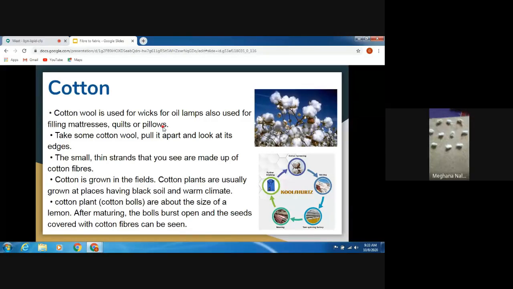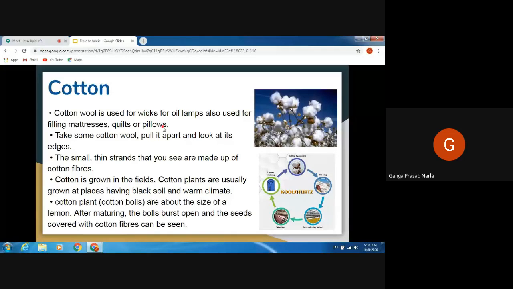Sir, I'm showing seeds. See, all of you click on Meghana's video, you can see the cotton seeds. If we sow these seeds, we can get a plant. Mostly cotton plants usually grow on black soil with a wet, warm climate.